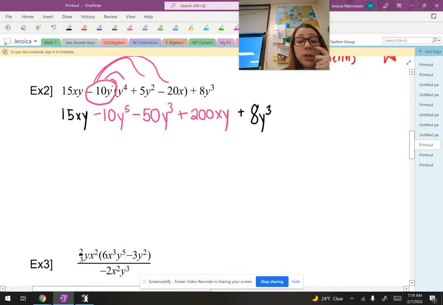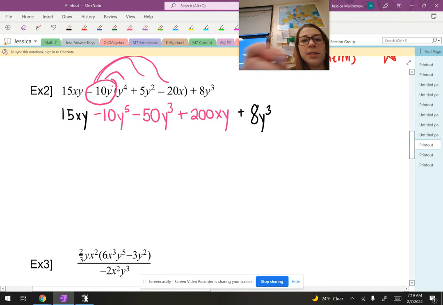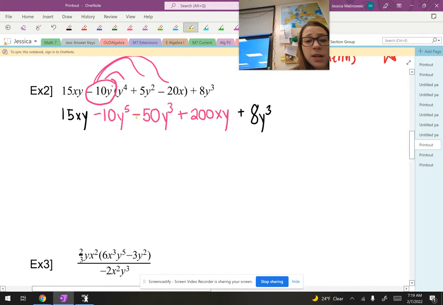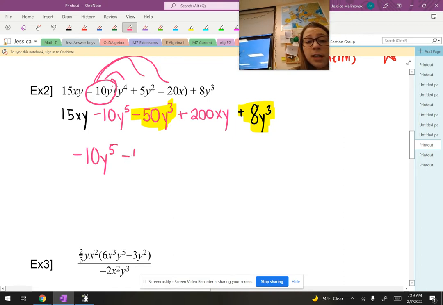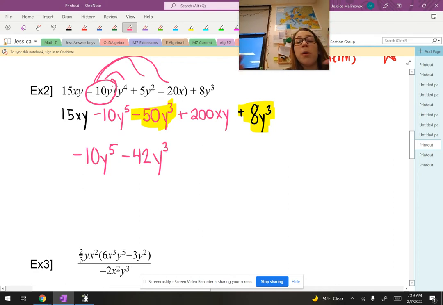So now just a quick look to see if I've got any like terms, and I definitely do here. I'm going to start with that negative 50y cubed and that positive 8y cubed. Although I'm going to carry down my highest exponent piece first to keep it in order. Combining those two is going to leave me with a negative 42, all right, because 42 plus 8 gets me back to 50. And that's staying y cubed, because remember, apples and apples, when you add those together, they stay as apples.